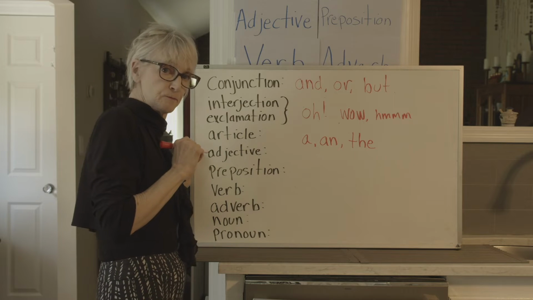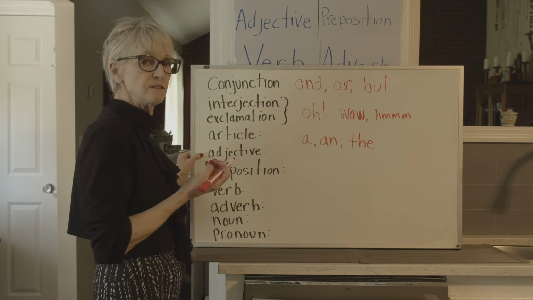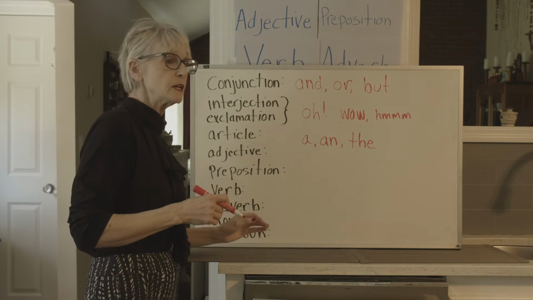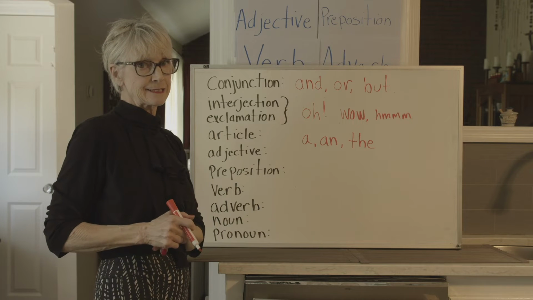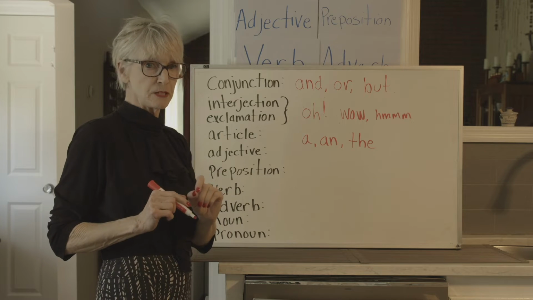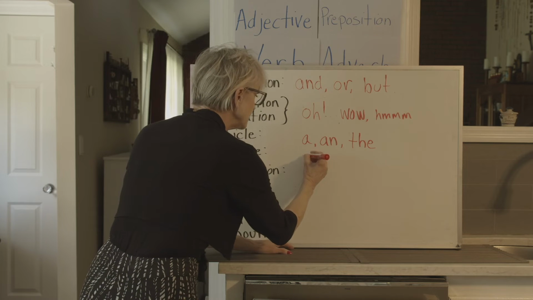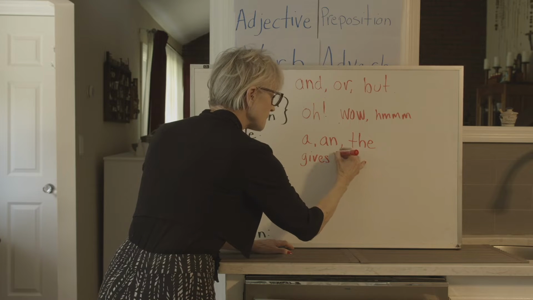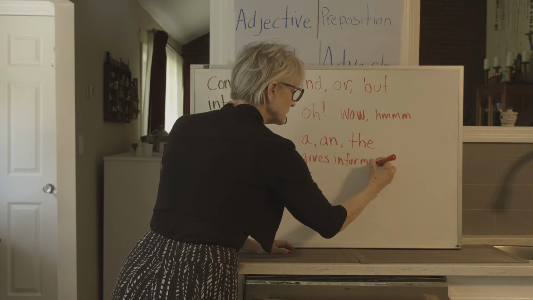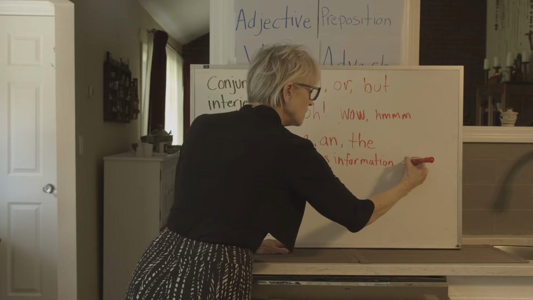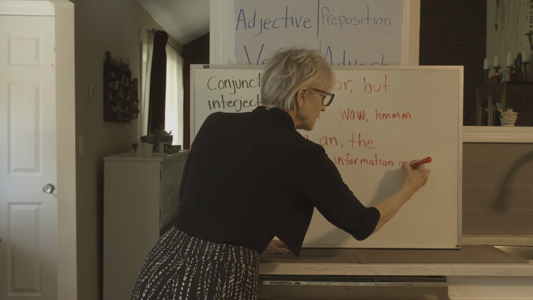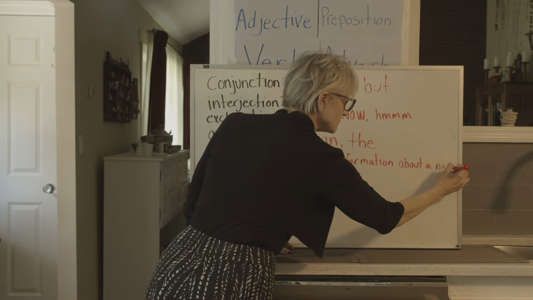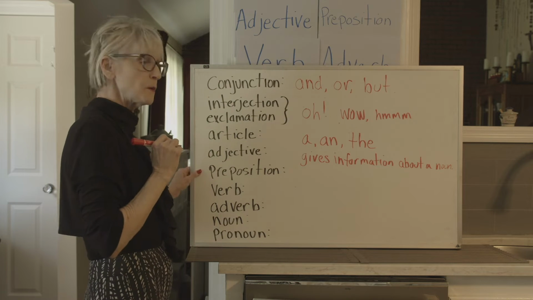An adjective. An adjective gives you information about a noun. For example, a sleepy cat. Not a sleeping cat, but a sleepy cat. So an adjective gives information about a noun or pronoun. Okay, that's an adjective.